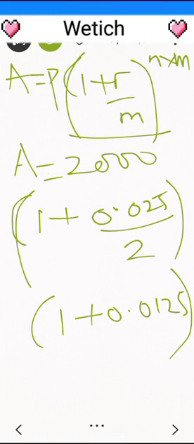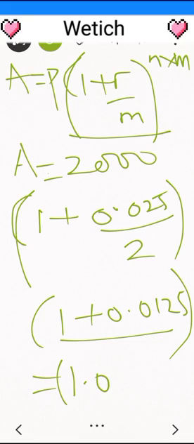So at this point, we're going to solve for this. We say 1 plus 0.0125, which is 1.0125. Now let's go back to the power. Initially, we ignored the power so we could solve for the bracket first. So now we're going to revisit the power.